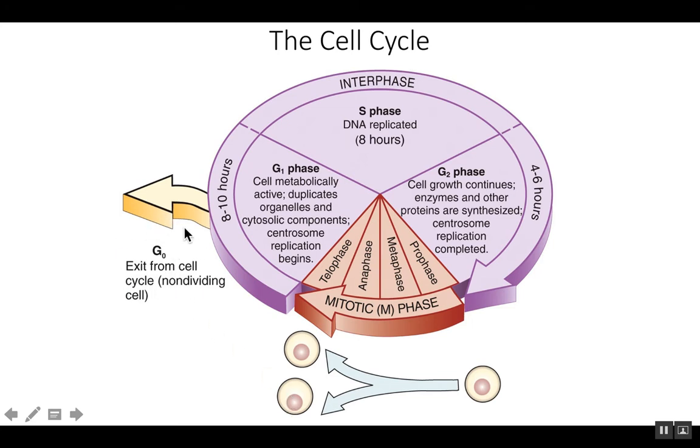An example of one of those is a neuron. When we make all our neurons, they enter a G0 phase where they're not going to replicate. They're not going to become two neurons, four neurons as we go through our life. They're going to stay. They're still going to function. They're just not going to replicate.